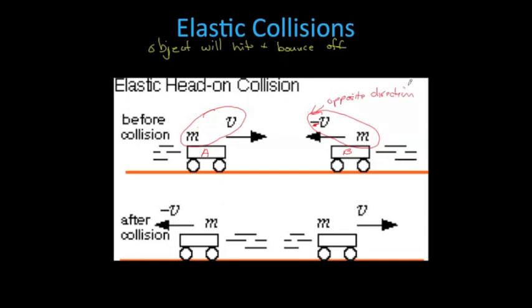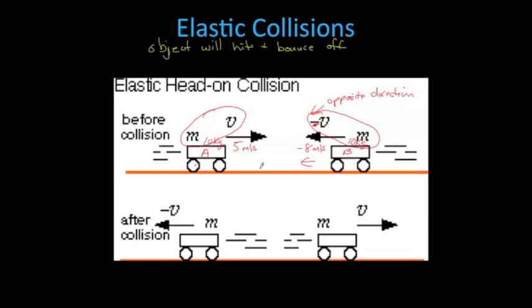Momentum is a vector quantity, which means it has direction. So if we said before the collision that cart A has a velocity of 5 meters per second and cart B has a velocity of -8 meters per second, which means 8 meters per second to the left, and cart A has a mass of 10 kilograms and cart B has a mass of 10 kilograms, so they have equal masses. When carts have equal masses, their velocities will simply just be exchanged.